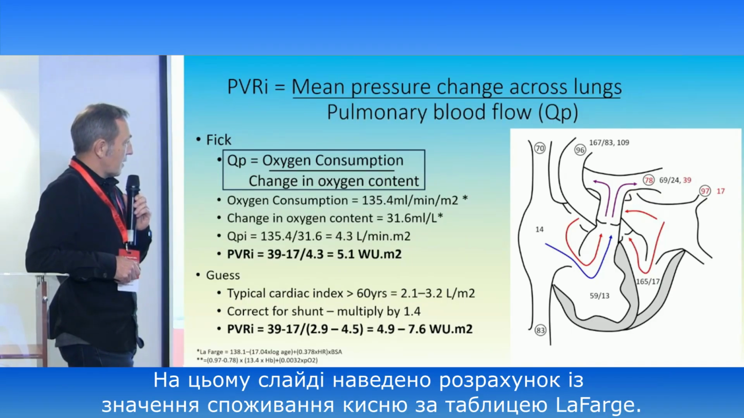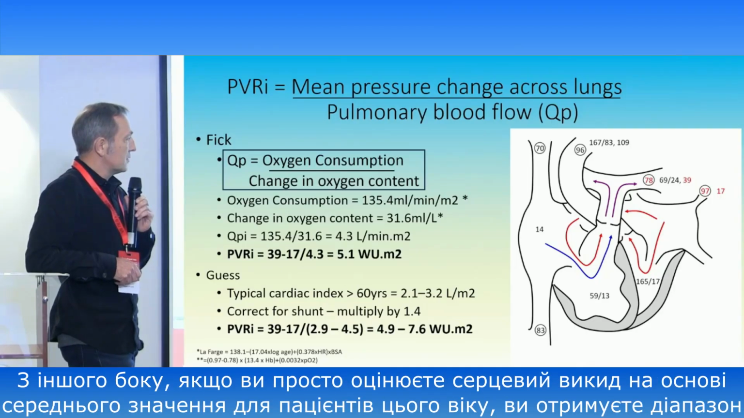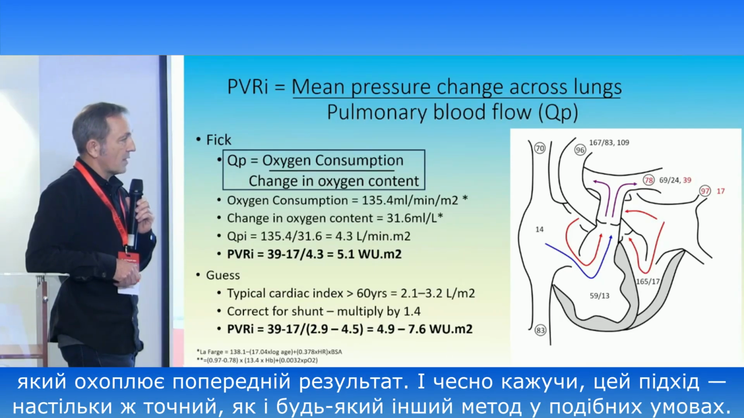So this is the calculation using the Lafarge measurement of oxygen uptake, and if you take a range, if you take the Lafarge measurement of oxygen consumption, then you end up with an indexed pulmonary vascular resistance of up at 5.1. If, on the other hand, you guess it based on the average cardiac output of a patient of this age, you get a range which encompasses that, and that's probably as accurate as anything else.